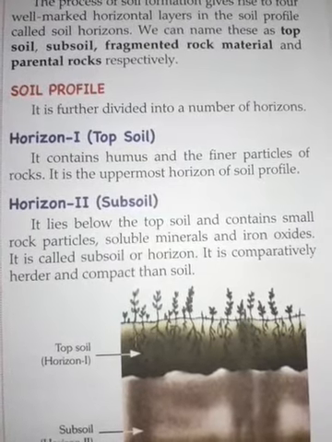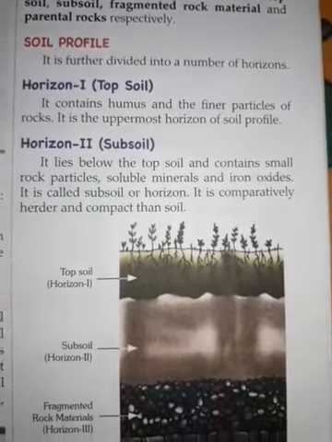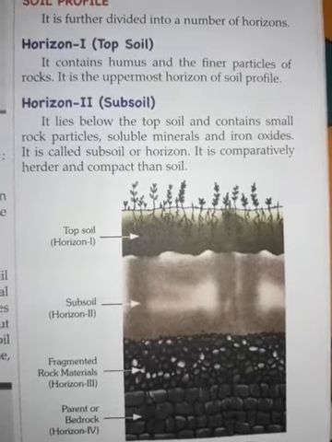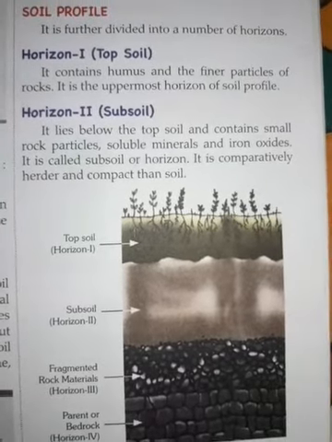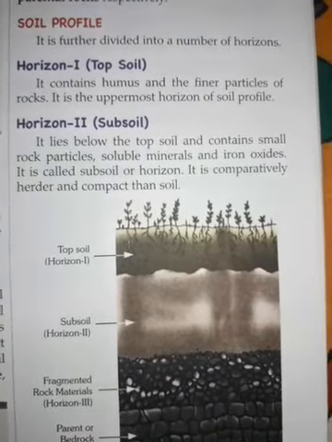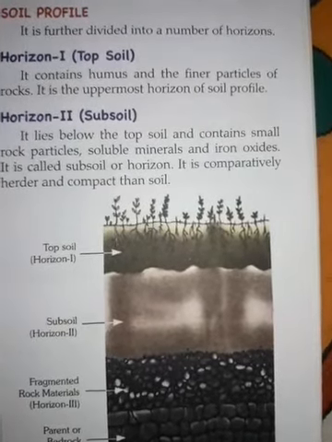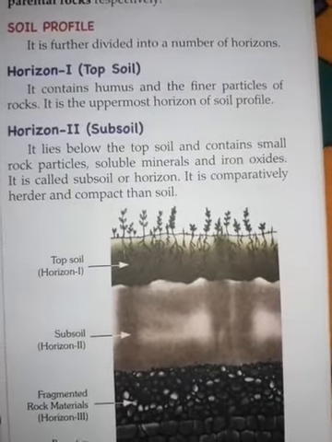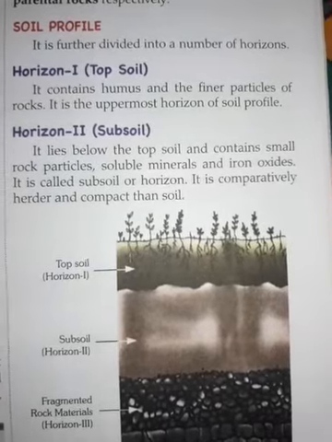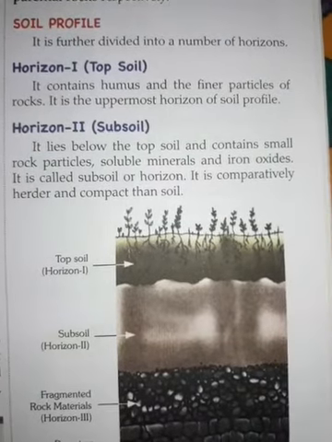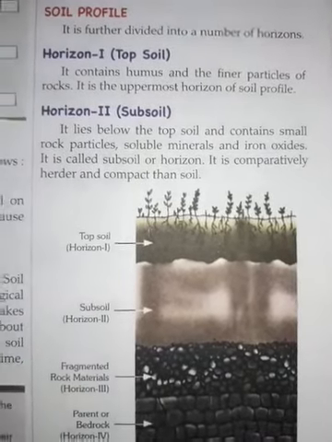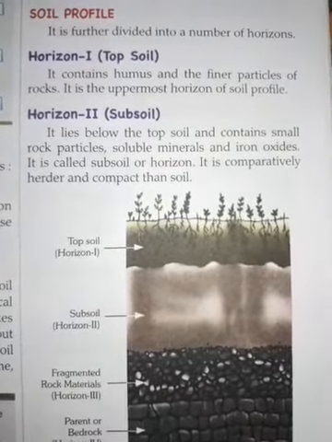In the figure which you can see, there are four horizons: A, B, C and D. That is written horizon 1, horizon 2, horizon 3, horizon 4. Horizon 1 is written as topsoil, the subsoil is horizon 2, fragmented rock materials as horizon 3 and parent or bedrock as horizon 4.